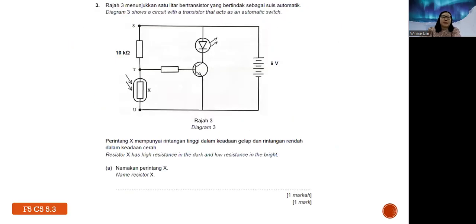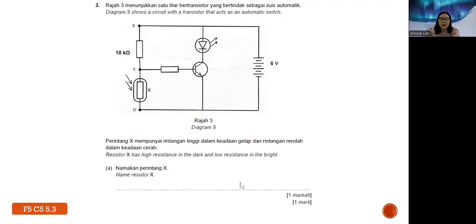Okay, now next, question 3. Question 3 is from chapter 5 on electronics, regarding the transistor idea. Diagram 3 shows a circuit with a transistor that acts as an automatic switch. Resistor X has high resistance in the dark and low resistance in the bright. What is the name of this resistor X?